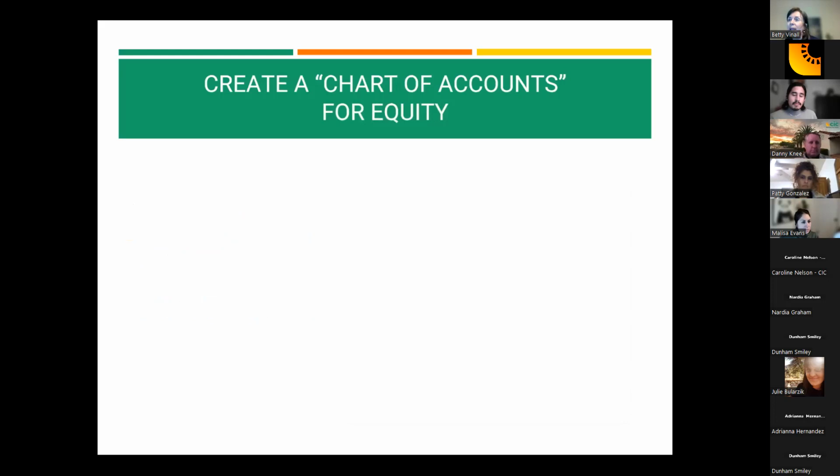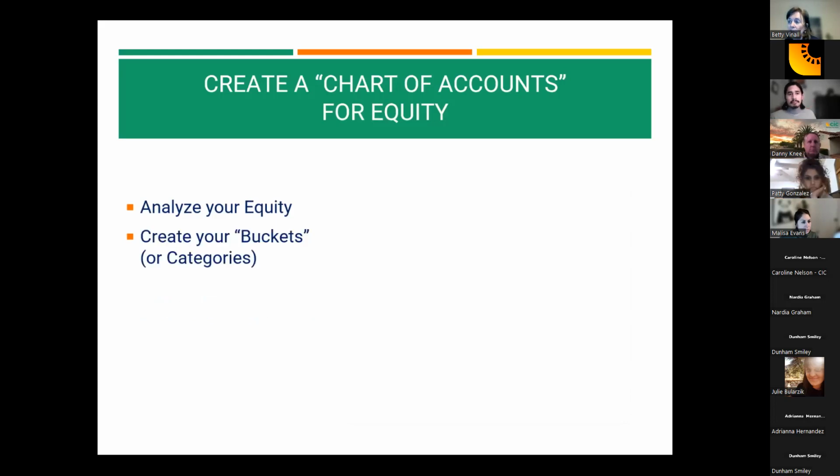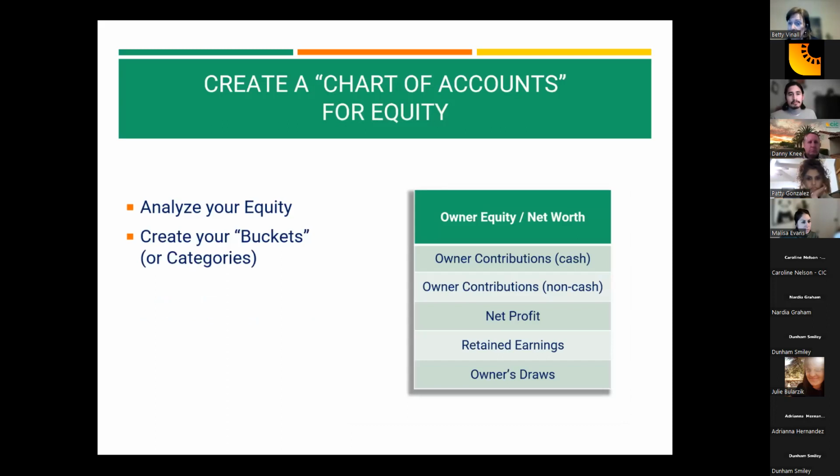And now we'll analyze our equity. Same process. You are going to create your buckets. So you have your owner's contribution, cash, owner's contributions, non-cash, your net profit, which you're pulling off of your P&L, your retained earnings, which is a summary of your profit and loss over all of the years that you've been in business, and your owner's draw, which is the money that you are taking out of the business. And there you have it. You have a chart of accounts for equity.